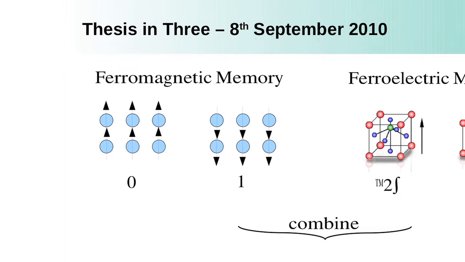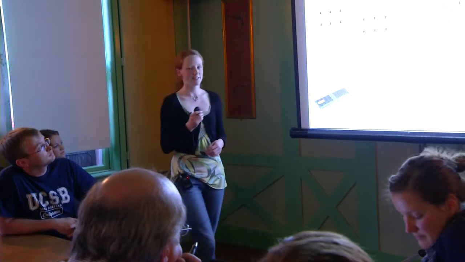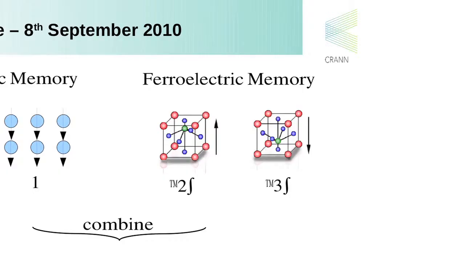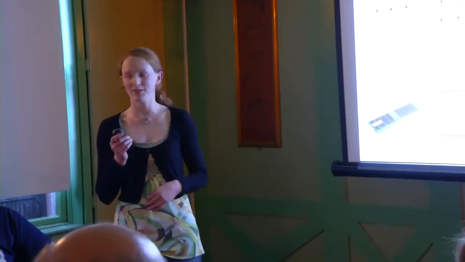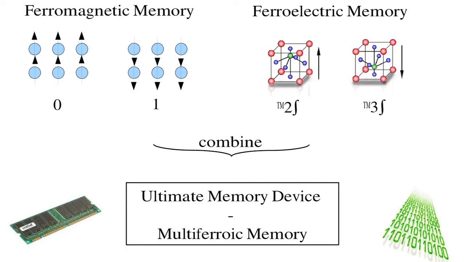That's ferromagnetic memory, but you can also have a different type of memory called ferroelectric memory. So instead of using a magnetic field, you use an electric field to force the atoms to point in, again, one of two different directions. So that gives you two more states. But both of these different types of memory have advantages and disadvantages. And one way to combine the advantages while eliminating some of the disadvantages is just to combine the two into one ultimate memory device. And this is what multiferroic memory is.